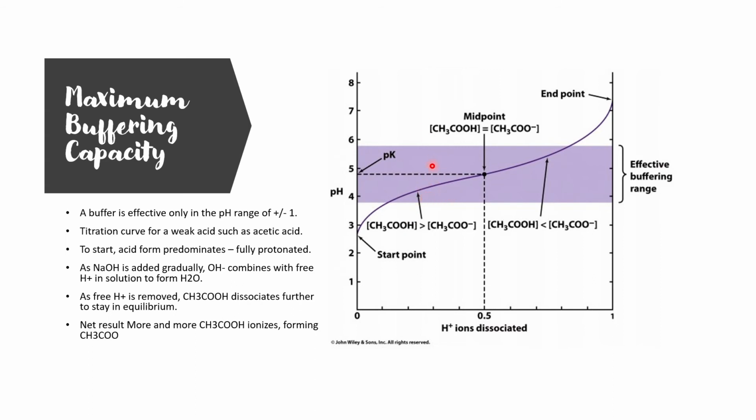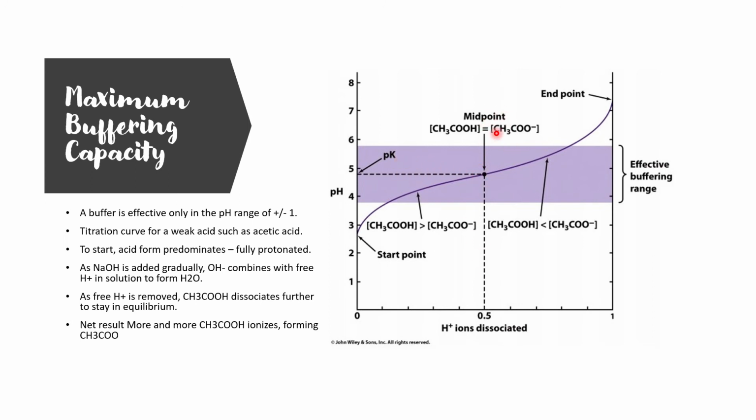As we gradually increase the NaOH, or the base species, a particular point comes where the concentration of acid becomes equal to the concentration of its conjugate base. So the midpoint is the point where the concentration of acid and its conjugate base are equal. At this point pH and pKa are equal.